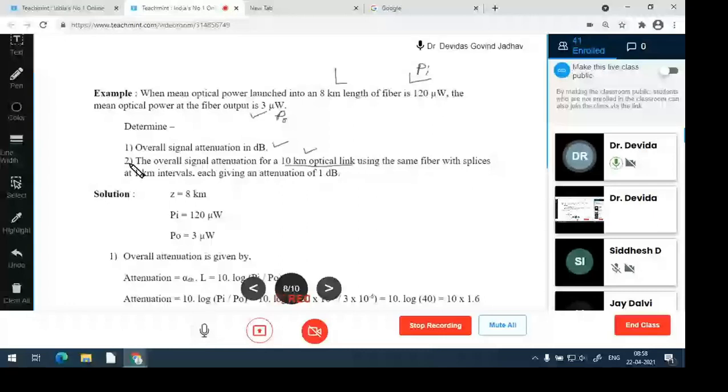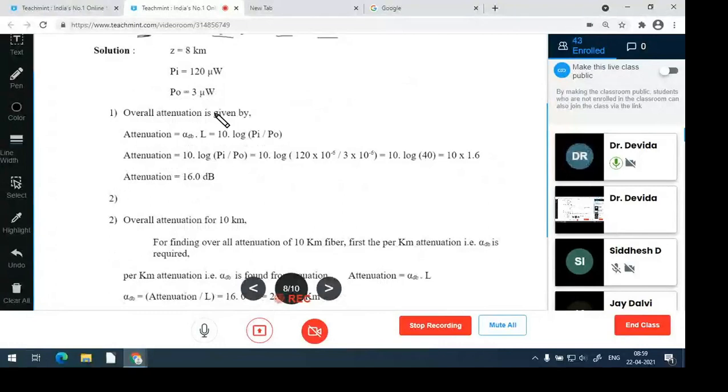The same fiber with splices at 1 kilometer intervals. For each 1 kilometer interval, there is a splice, each splice giving attenuation of 1 dB. Let us check first the number one calculation.